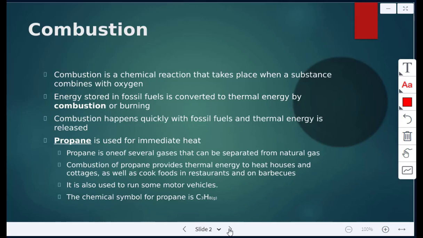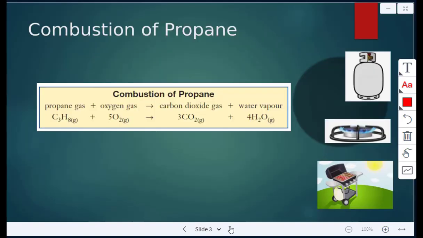It's also used to run some motor vehicles, and the chemical symbol for propane is C3H8, and then we have that lowercase subscript of g showing that it is a gas. This is the chemical equation as well as the word equation showing what's happening during the combustion of propane. So propane gas plus oxygen gas produces carbon dioxide gas plus water vapor.